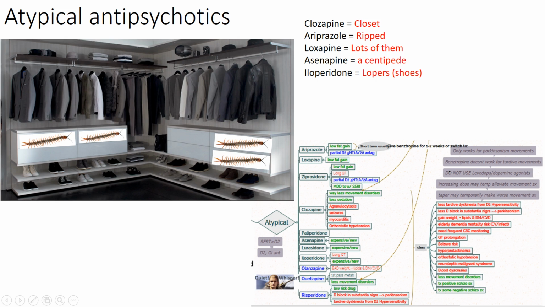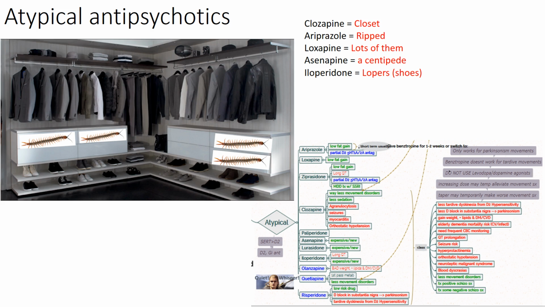And also, if you want to be able to zip up your zipper on your pants, then you've got to lose weight and take some ziprasidone. Zipper. So if you want to get your zipper up, then take ziprasidone to lose the weight, because that's also a low weight gain drug. Whereas these ones down here are high weight gain. And then we've got clozapine.